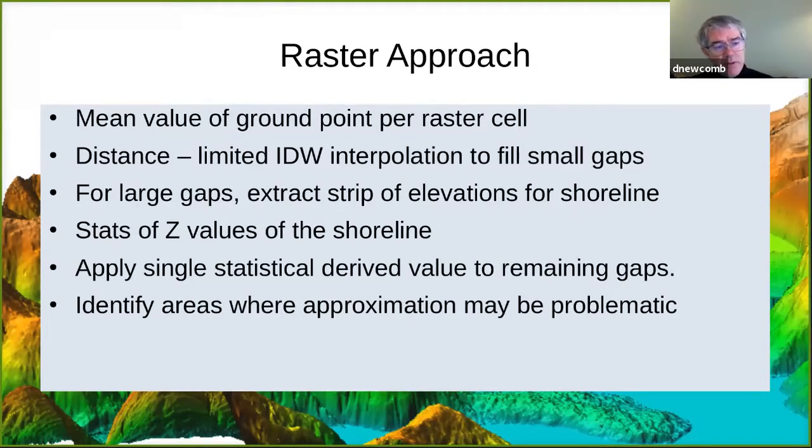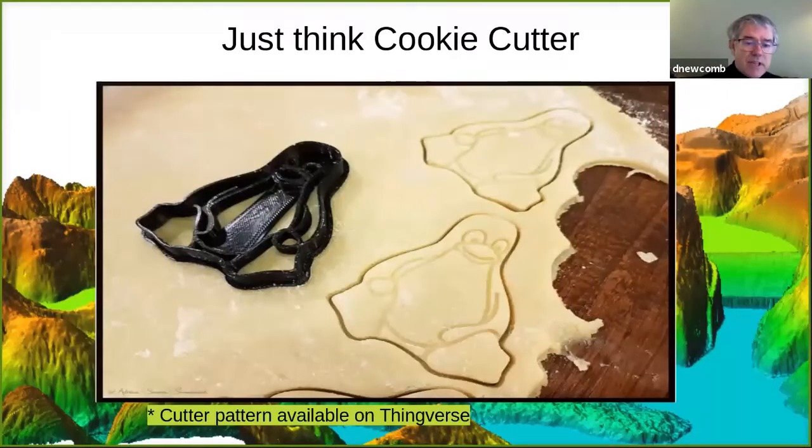Well, the raster approach is you start out with a mean value of the ground points for every raster cell. You do a limited IDW interpolation to fill the small gaps and do a little strip inward on the large gaps. And then you go back and extract a strip of elevations for your shoreline, and you get the stats of the Z values on the shoreline, and then you apply a single value from those stats to the gaps. And then you can also use those stats to identify the areas where your approximation is going to be a problem.